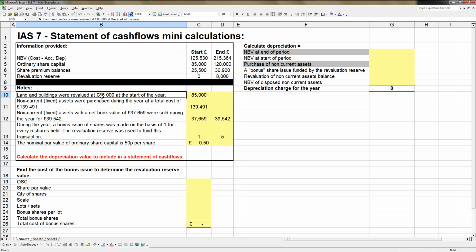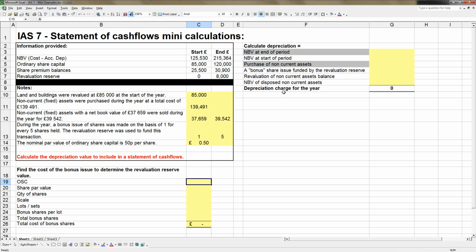So I've got to come over here first. I mean, you can start here, net book value at the end. In this case, try and appreciate what we're doing here. You've got to think about the netting off and the difference between. So we're basically finding the difference between the start and the end, because depreciation, if we start with 125,530 and it's now 215,364, then there's a massive increase. Well, that could be just because we've bought a lot of fixed assets. But don't forget, this is not cost. This is NBV.